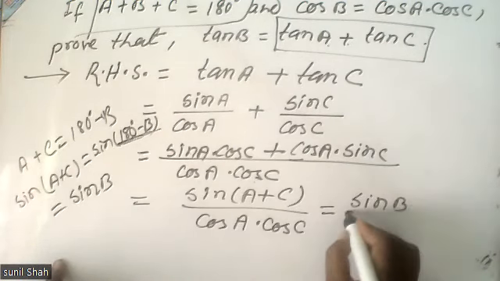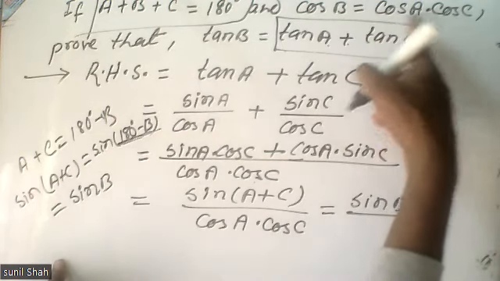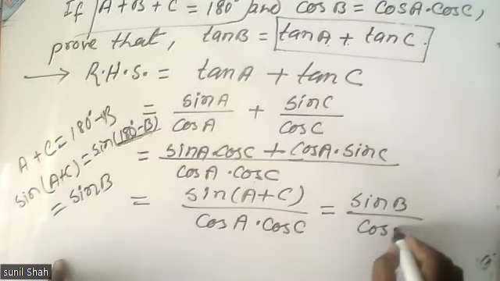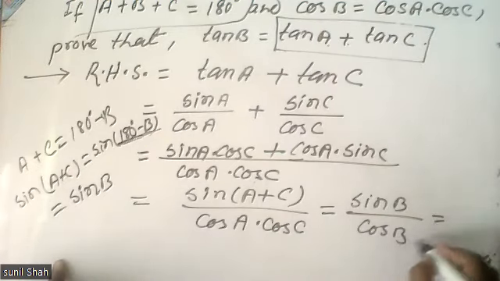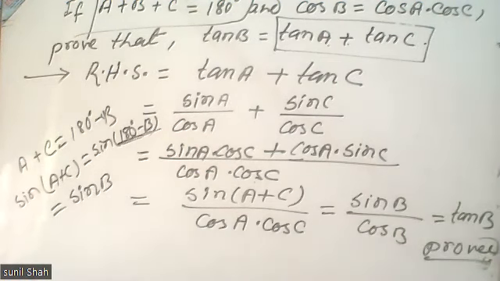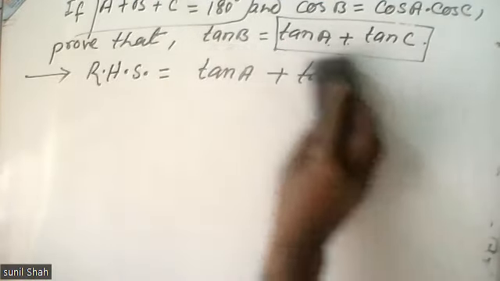Sine B. And cos A into cos C is given as cos B. So this is cos B. So sine B by cos B is tan B. Proved. Next.